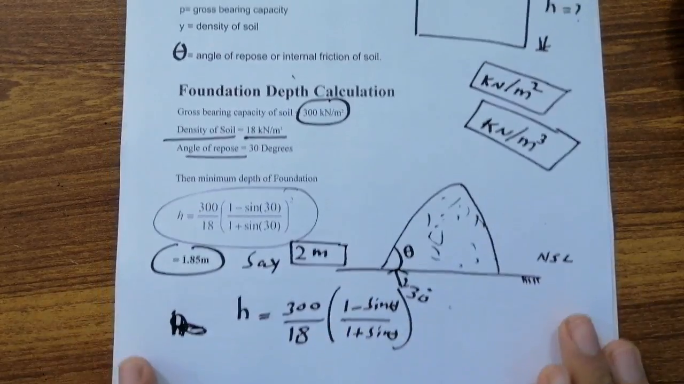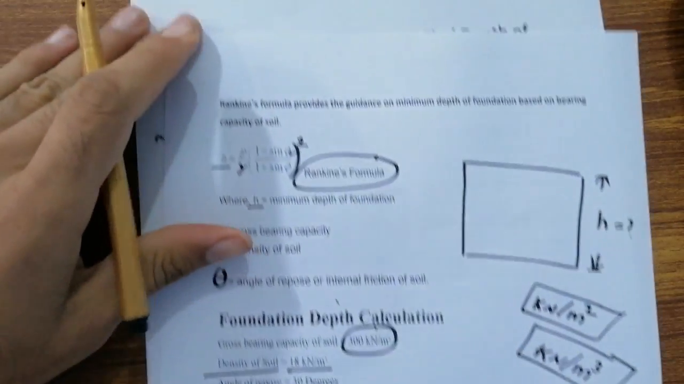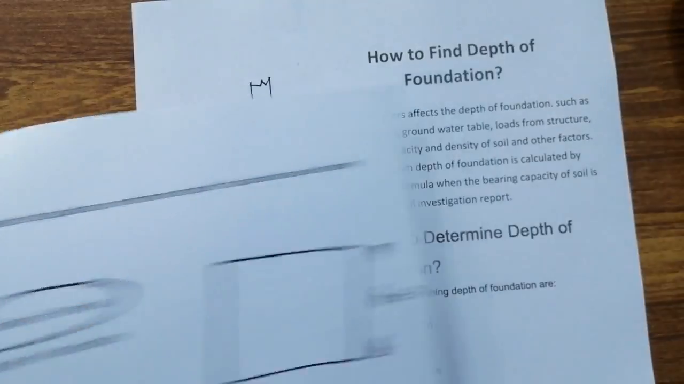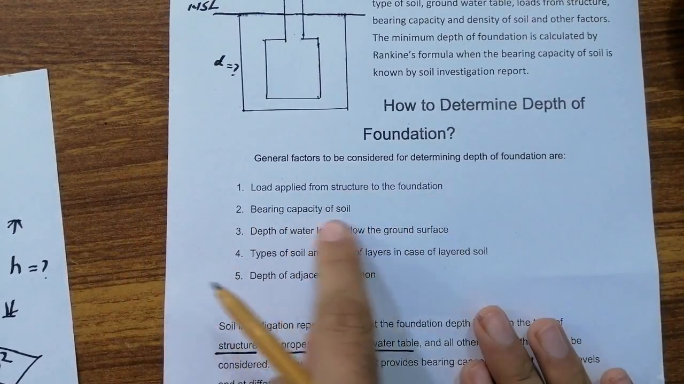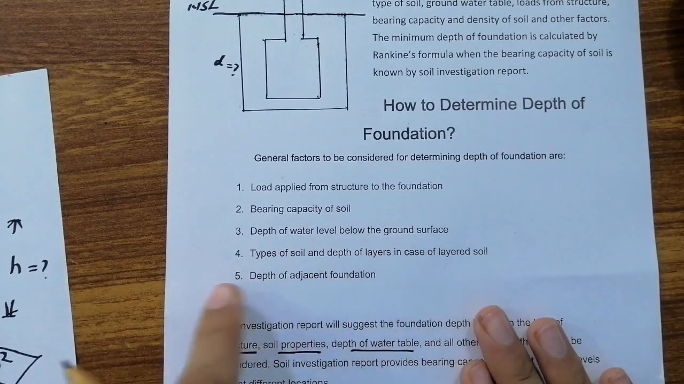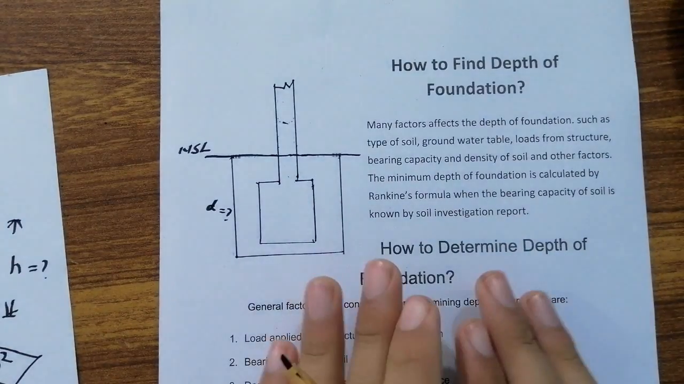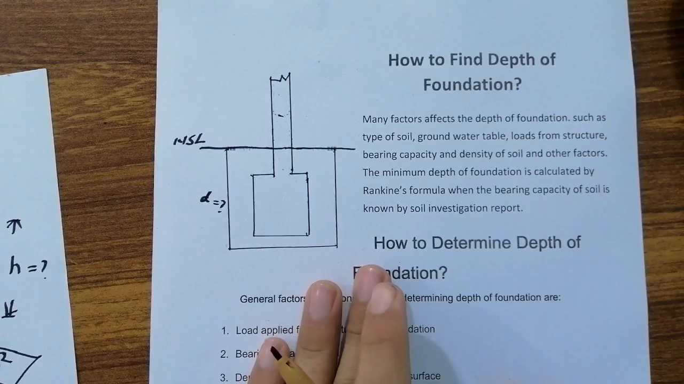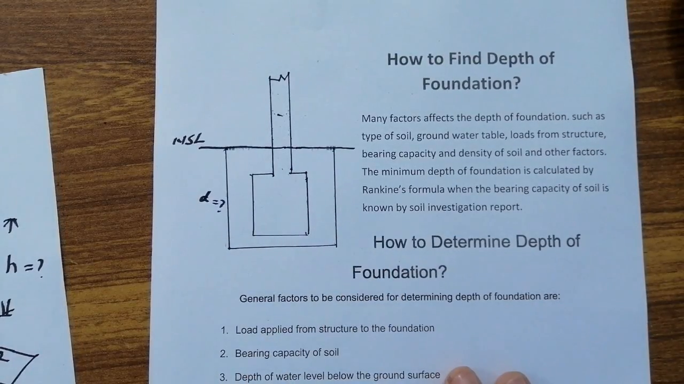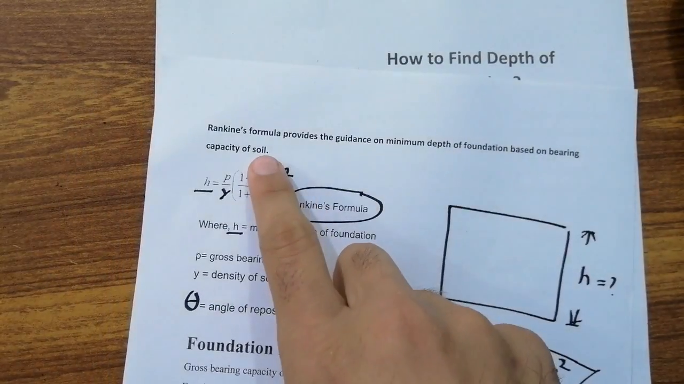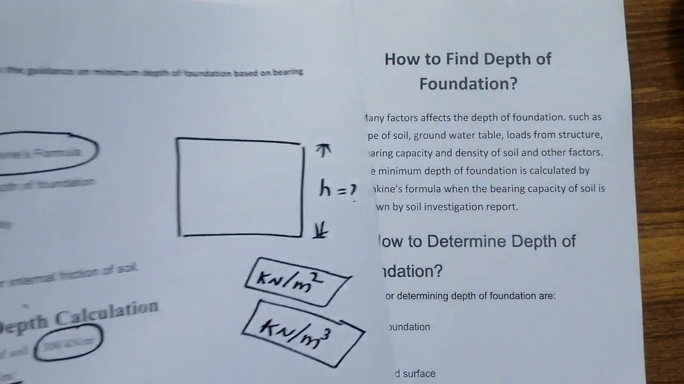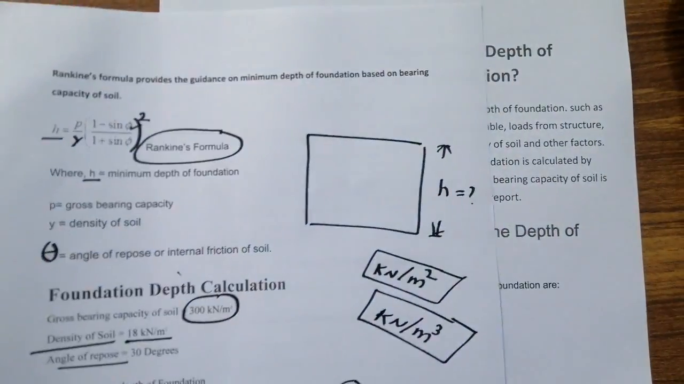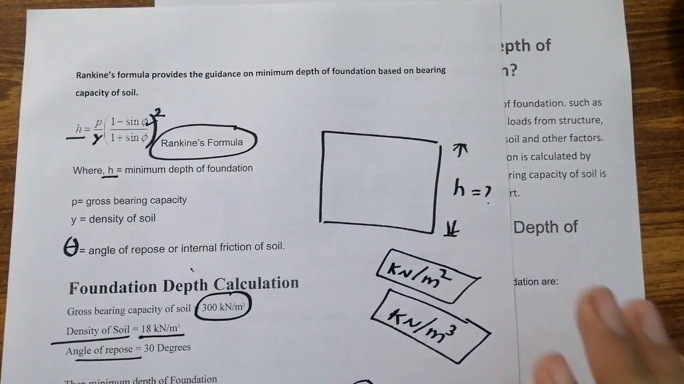Now guys, the minimum depth of foundation depends on the given factors which I have discussed in front of you: load applied from the structure to the foundation, bearing capacity of soil, depth of water level, etc. But here Rankine's formula can give you the minimum depth of foundation from the basis of bearing capacity of soil. So now you are able to find depth of foundation with the help of Rankine's formula.